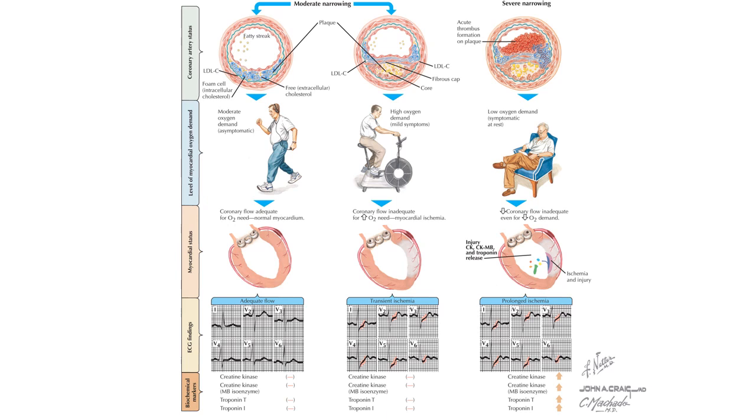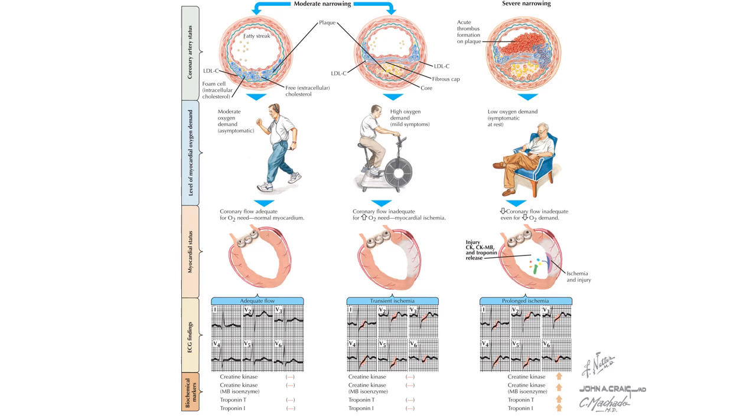Lastly, there is severe narrowing. The plaque has ruptured, and because of that, the contents of the plaque have been exposed to flowing blood, and an acute thrombus develops. Even at rest, the patient with low oxygen demand experiences chest pain. And here, the process is a decrease in coronary flow, even for a decreased oxygen demand.